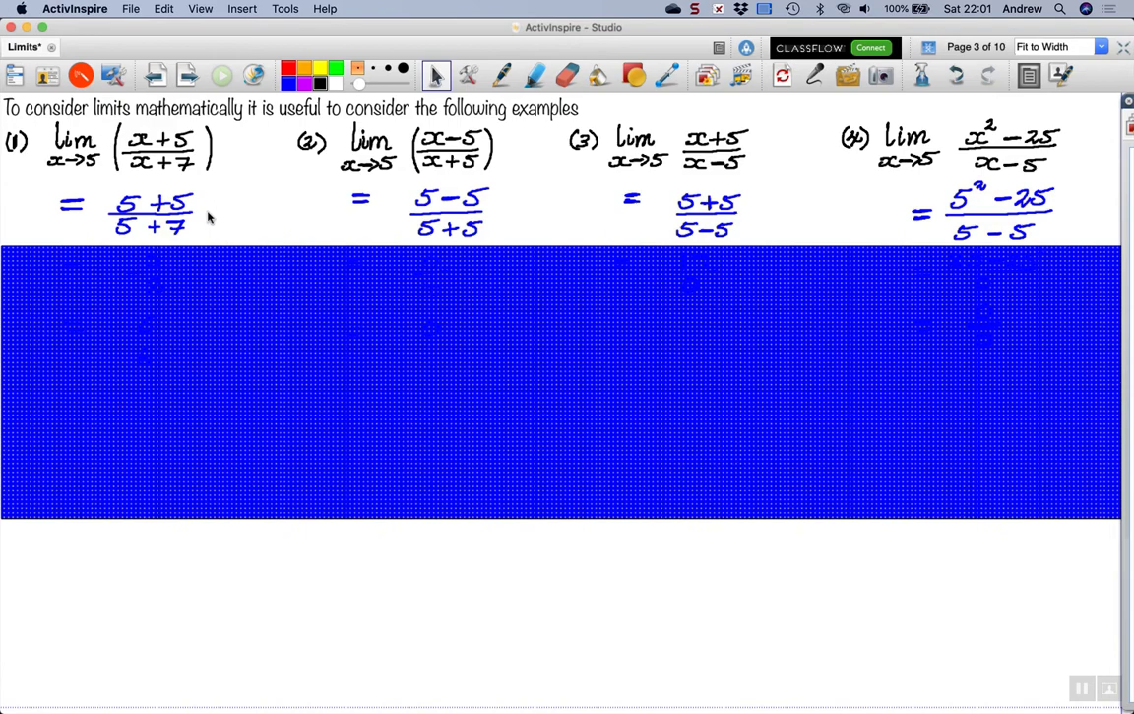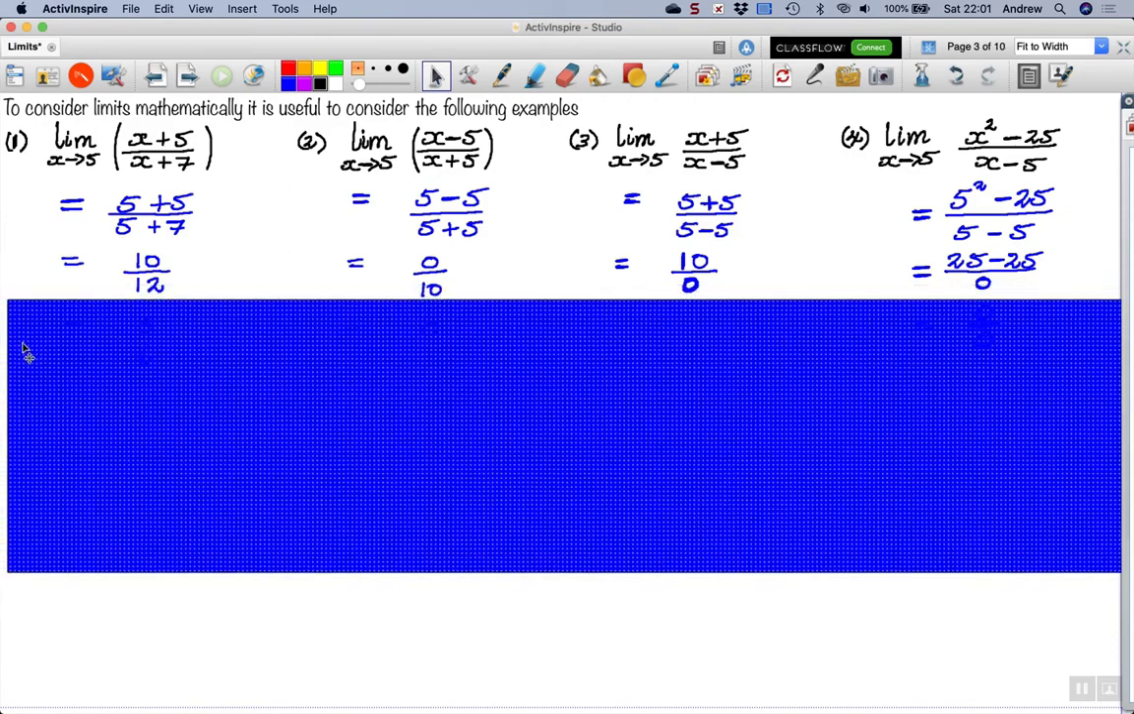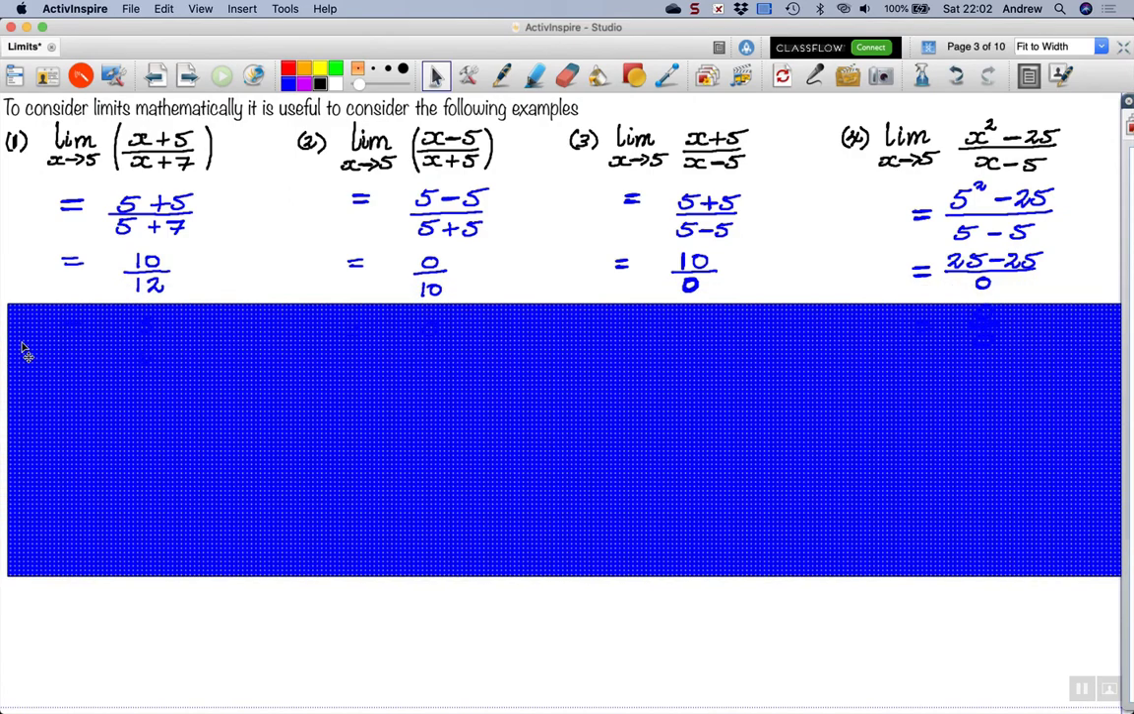So here we've got 5 plus 5 over 5 plus 7. Here's 5 minus 5 over 5 plus 5. Here's 5 plus 5 over 5 minus 5. And here's 5 squared minus 25 over 5 minus 5. And when we do that, we get the following answers. There's no problem with this. It's 10 over 12. 0 over 10, no problem with that.